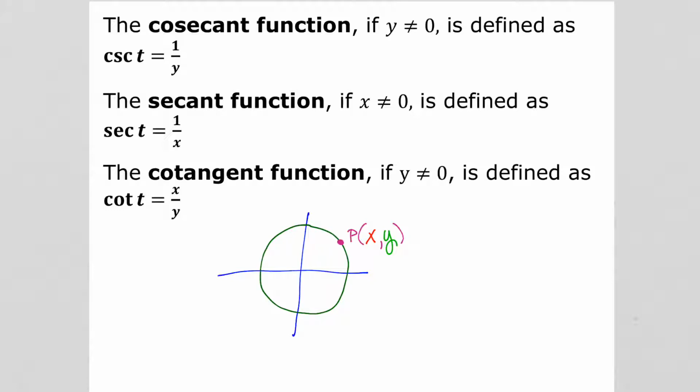So cosecant is 1 over y because sine is y. Cosine is x, and it's related to secant. So secant is 1 over x. Tangent was y over x. Cotangent's related to tangent, and so cotangent is x over y. They're just flipped in those last 3 cases.